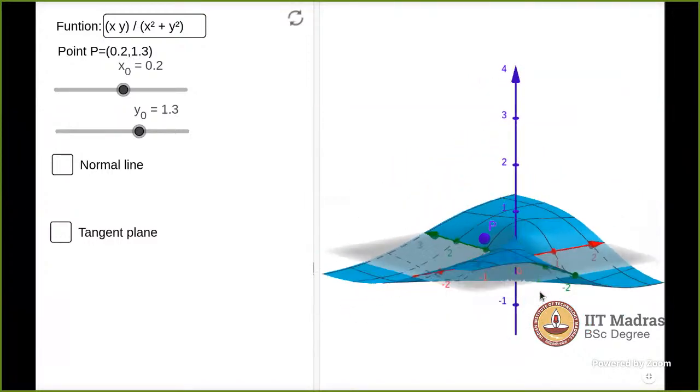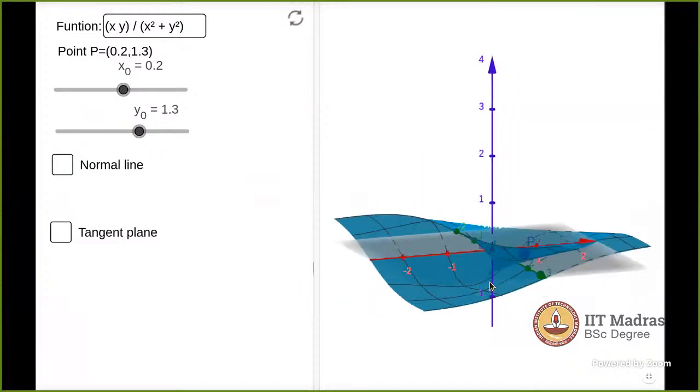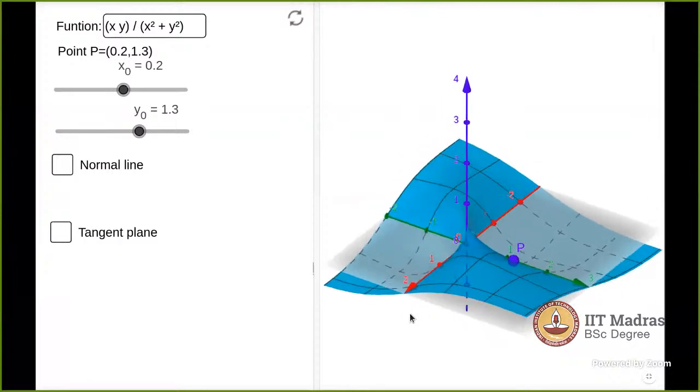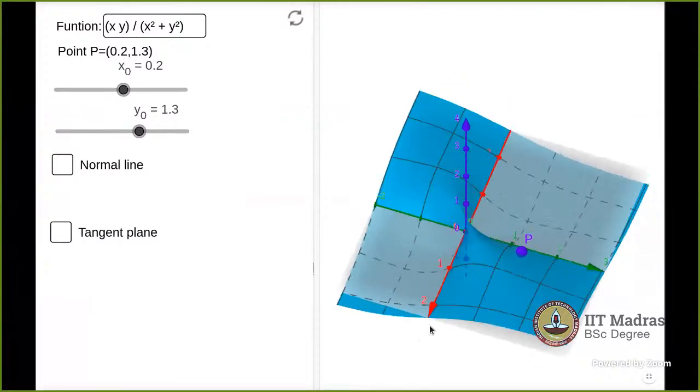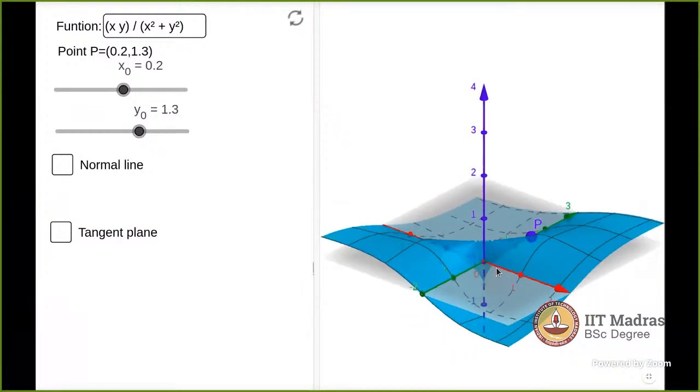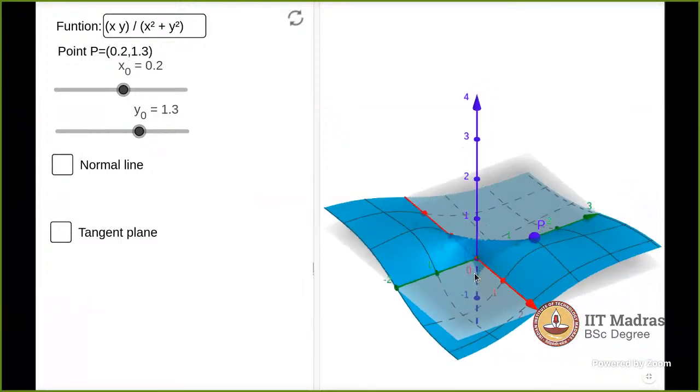See, at origin there is some issue with this function, right? We already know, because at origin this function is not continuous. So you can see at origin there is some issue from the different direction. We are getting some different limiting value. The function is behaving differently when we are approaching towards origin, right?